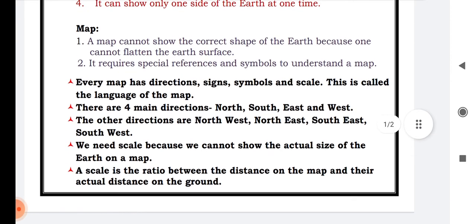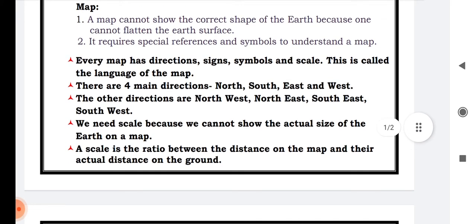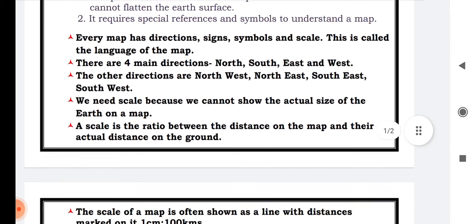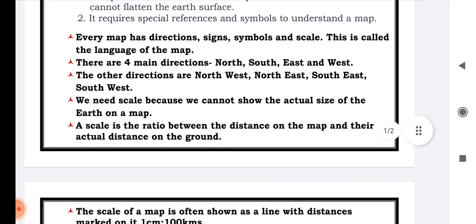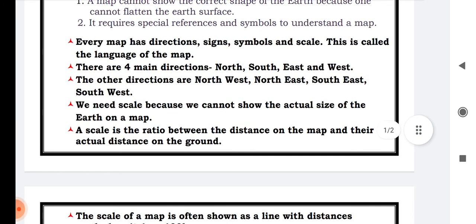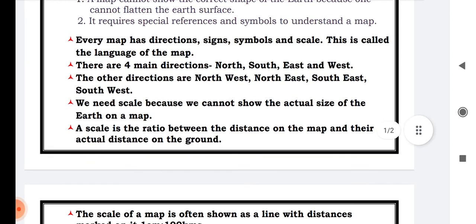Number 2, it requires special references and symbols to understand a map. So children, we cannot study the map without any special references. That means the indexes are used. We use the index, whether we are telling about the rainfall. So we need the references, or we have the index, the colors which I use. We have to be very prominent about the colors in the map.